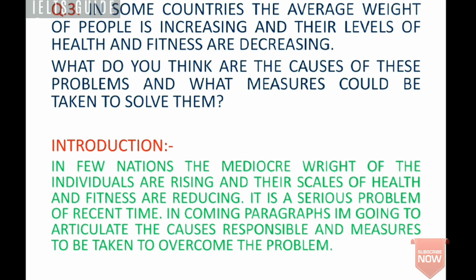So I said that in coming paragraphs, I am going to articulate the causes responsible and measures to be taken to overcome the problem. Yes, so it means that I answered the question like what do you think are the causes of this problem and what measures could be taken to solve them. And I perfectly paraphrased the question that in some countries the average weight of people is increasing, in few nations the mediocre weight of the individuals are rising, and their levels of health and fitness are decreasing, their scales of health and fitness are reducing.